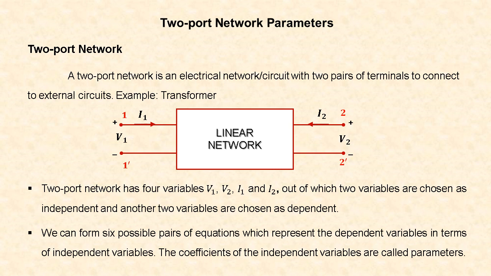Out of the four variables, two variables are chosen as independent and the other two are chosen as dependent. For this two-port network, we can form six possible pairs of equations which represent the dependent variables in terms of independent variables. In these equations, the coefficients of the independent variables are called parameters. Two-port networks are useful in communications, control systems, power systems and also in electronics.